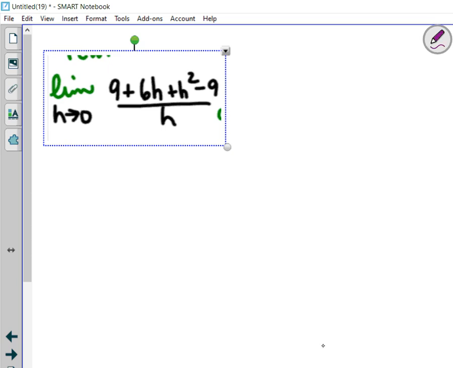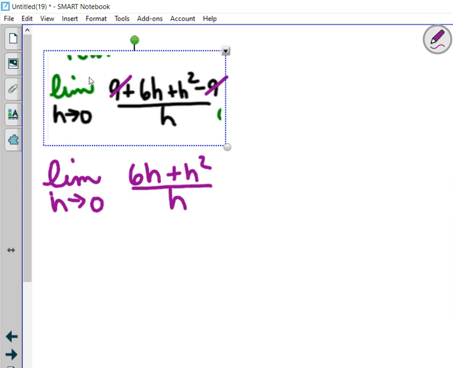Now, after I do that foiling, I should probably be looking for any like terms. I can take the 9s out. And so I'm looking at this 6h plus h squared all divided by h. And unfortunately, that's still 0 over 0. Anything else I can do to rewrite this? Go ahead. Factor out an h, yes.